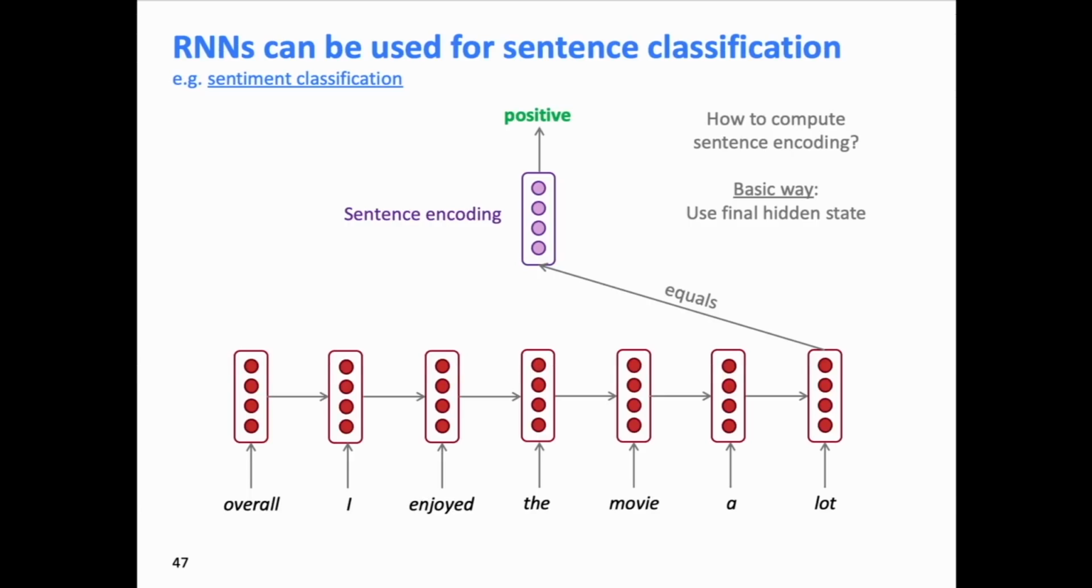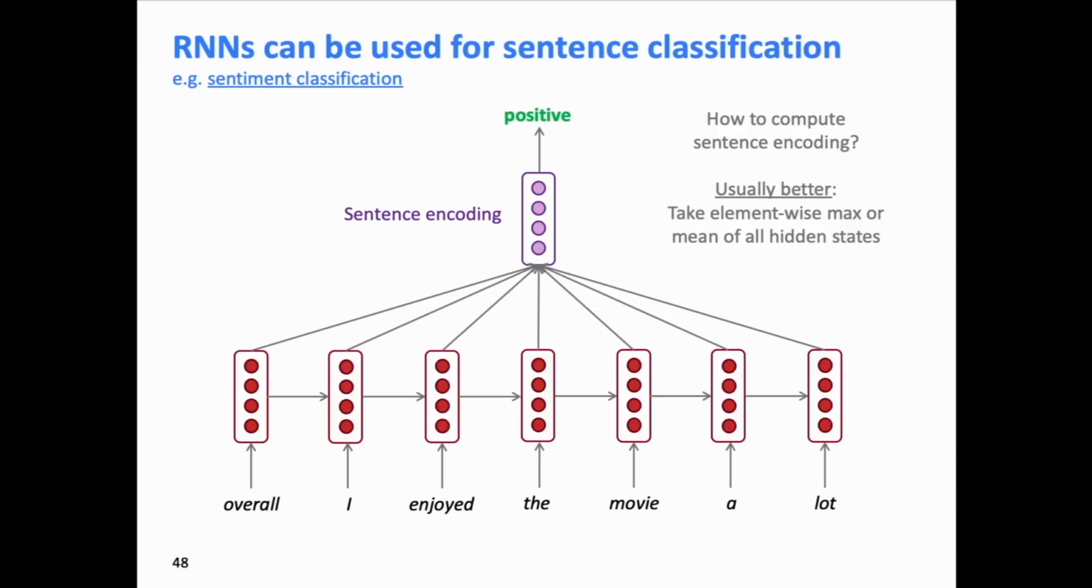It turns out that usually a better, more effective way to do this is to do something like take an element-wise max or an element-wise mean of all these hidden states to get your sentence encoding. And this tends to work better than just using the final hidden state. There are some other more advanced things you can do as well.